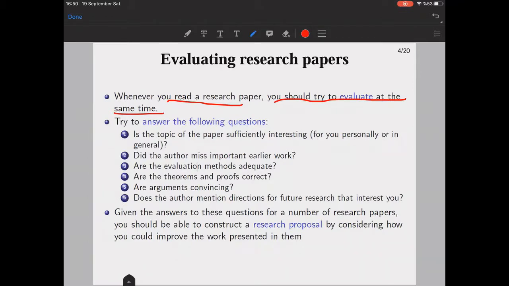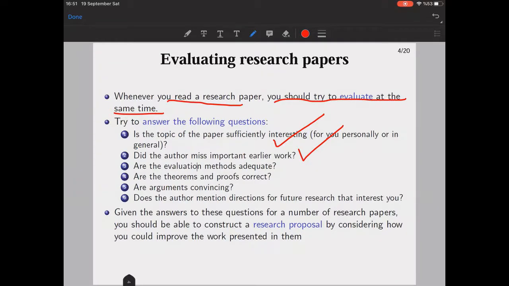If you think that it is not very good, it means that you cannot rely on the claims in that paper. So that's why you need to evaluate at the same time as well. Try to answer the following questions. Is the topic of the paper sufficiently interesting for you personally or in general? Did the author miss important earlier work? What about its literature research?